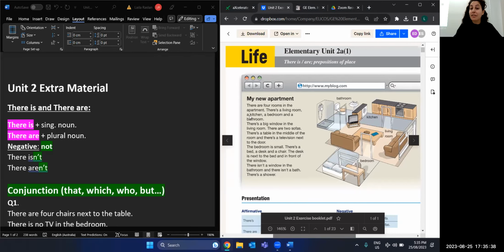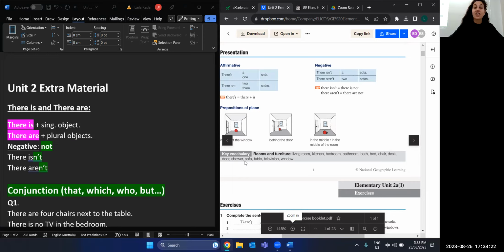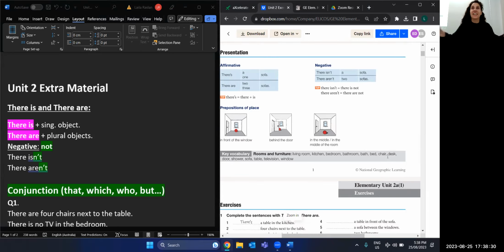Shower? Okay. Shower? This one? Chair. Oh, chair, yes. Chair. So you've got to remember, make your words longer. Chair, chair.